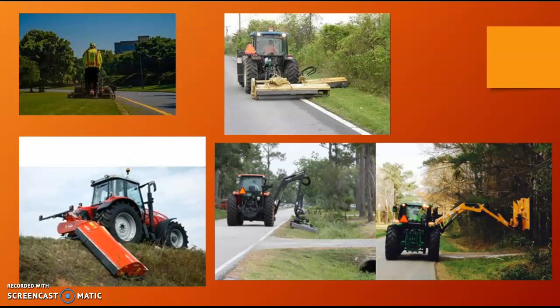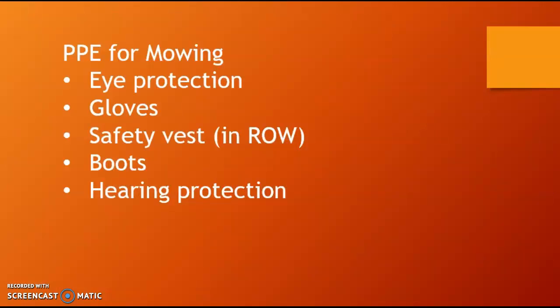But first, let's look at ways to minimize or reduce some of the general hazards. So PPE for mowing includes eye protection, gloves, safety vest if you're in the right of way, boots, and hearing protection. This is general PPE for mowing. Your agency may have other requirements, but using PPE will reduce the effect of noise on your hearing if you're using hearing protection. It will protect your eyes, keep you much safer in general.